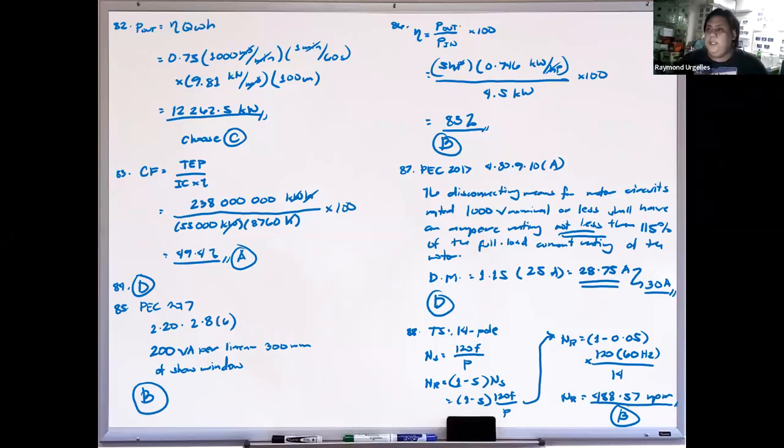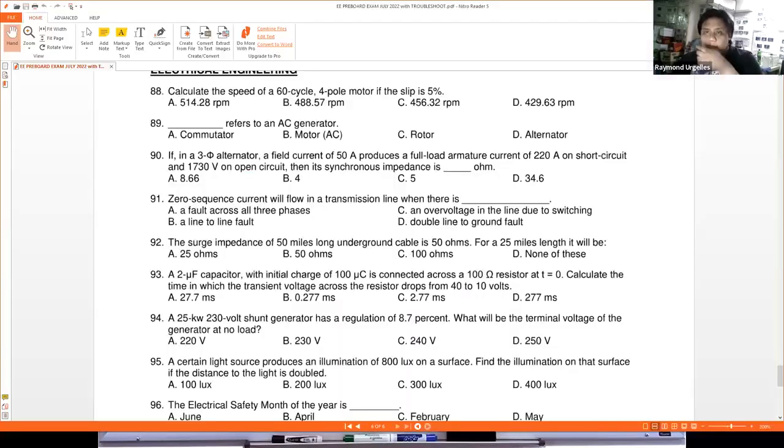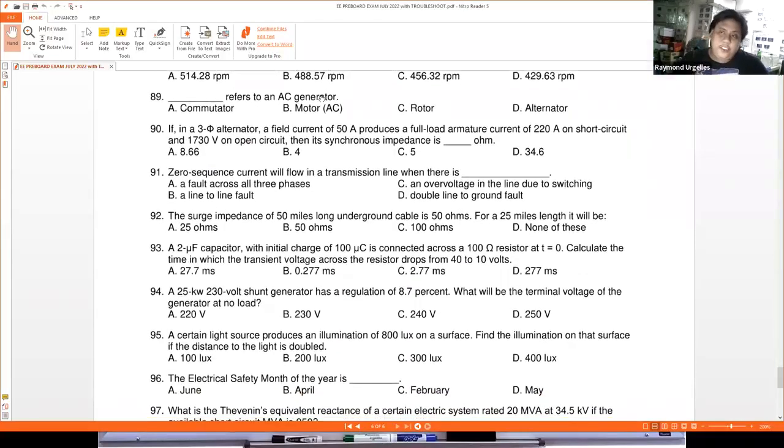So that's number 88. Next, problem number 89. Which term refers to an AC generator? This is an alternator. Actually in the choices, if we notice, there is only one generator there. We have the alternator. So this is letter D.